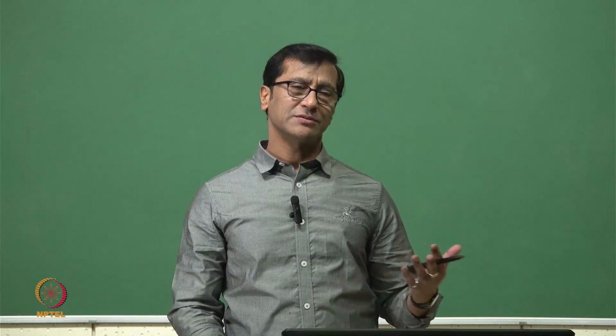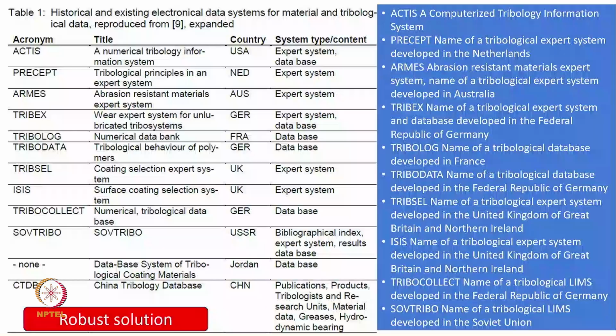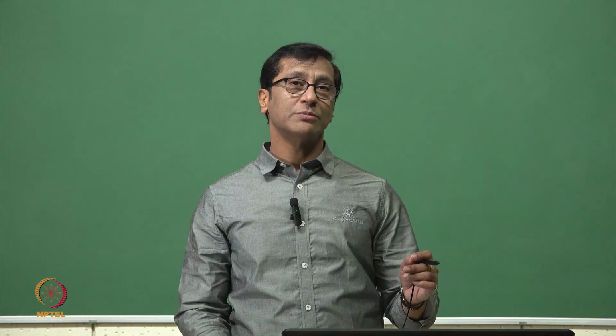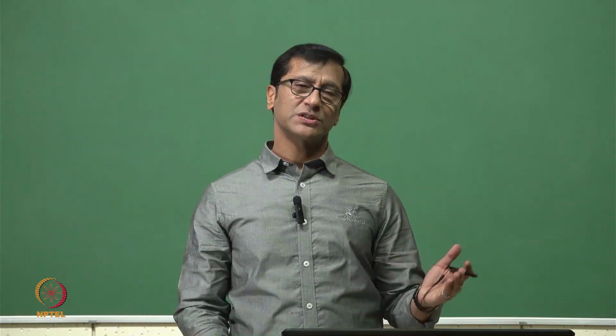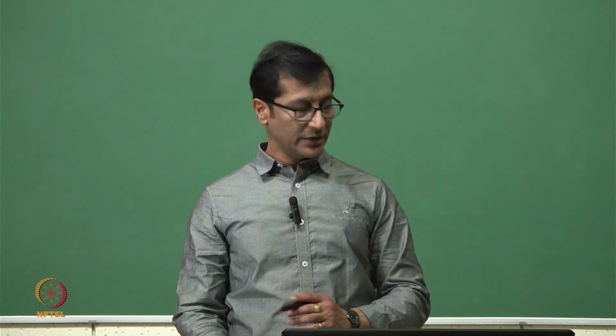Now, I'm just trying to show the data availability in our literature. You can see here the title says the numerical tribology information system, tribology principles in an expert system. Earlier, people used to think about expert systems, and I feel an expert system is basically whatever we code, it will give some decision. Now, if you provide newer data, a newer application, or a newer format, that may not be able to get into the expert system, or the expert system will not be valid for that. So that's why we are trying to bring in machine learning algorithms.